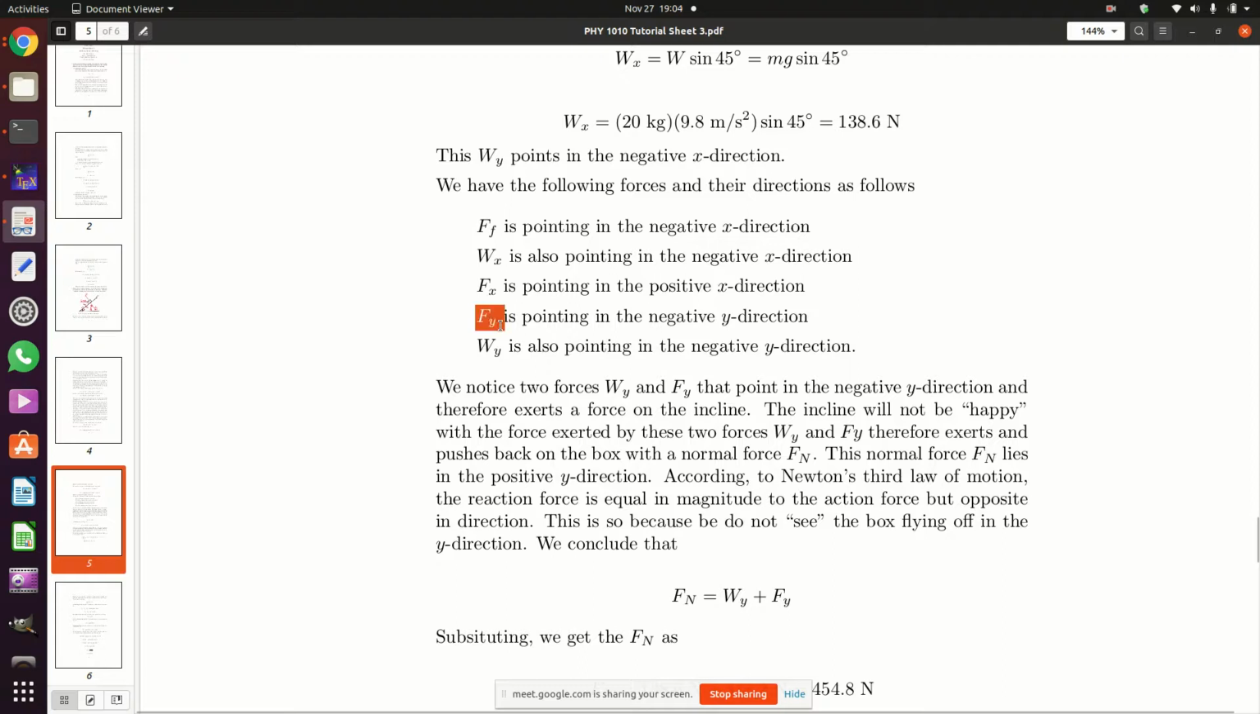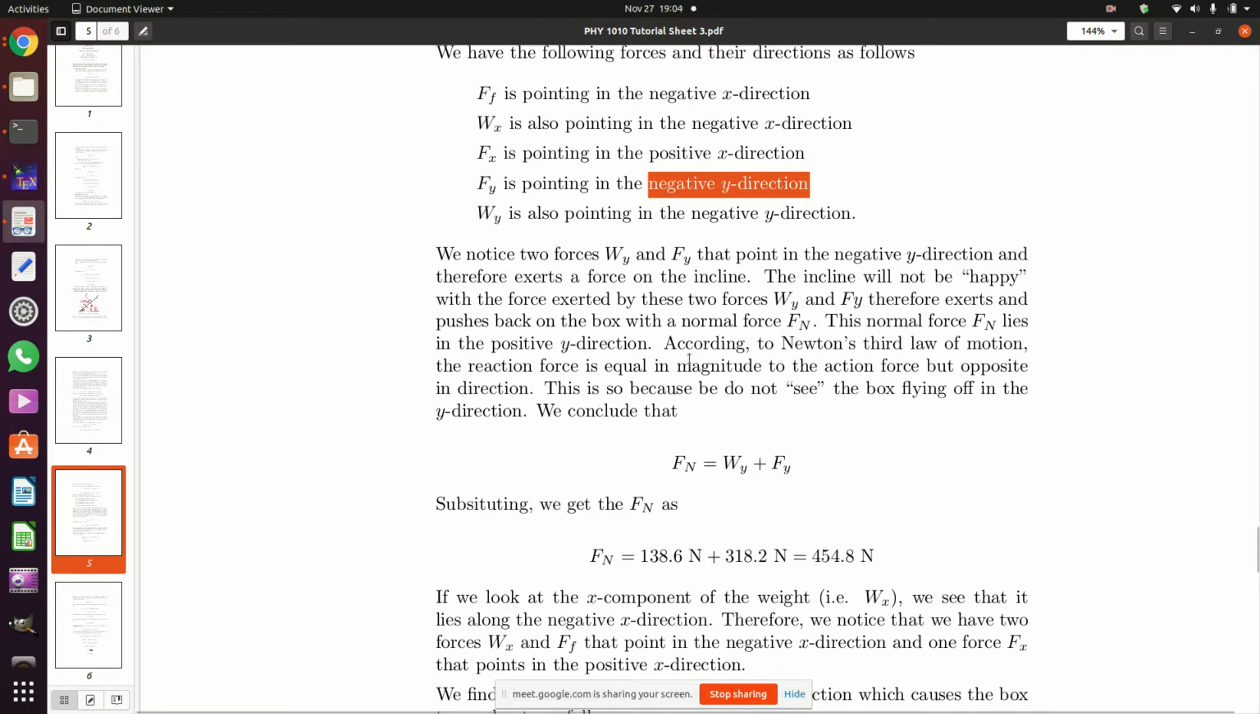We noticed that Fy, the y component of the pushing force, and the y component of the weight were actually pointing in the negative y direction. So they were exerting a force on the incline. If you push something, you apply a force on it, and definitely whatever you're putting a force on is not going to be happy. So the incline was not happy.